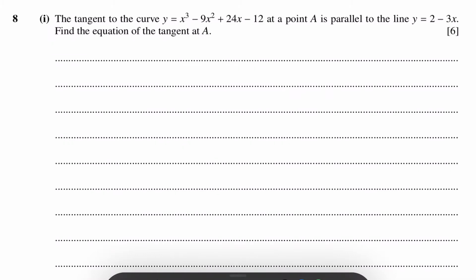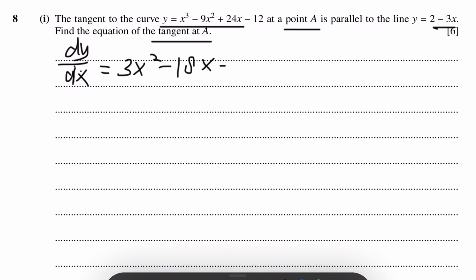The tangent to the curve y is equal to x cubed minus 9x squared plus 24x minus 12 at a point A is parallel to the line y equals 2 minus 3x. Find the equation of the tangent at A. To do this, you need to find the derivative of the curve. So dy over dx is equal to 3x squared minus 18x plus 24. Since you know that the tangent is parallel to the line 2 minus 3x, you can just use the gradient of this line for dy over dx.